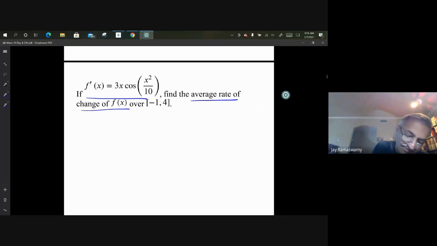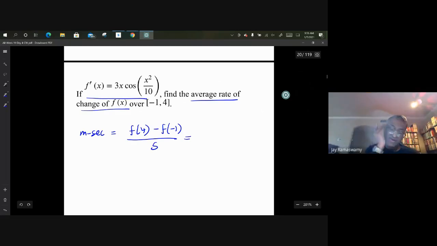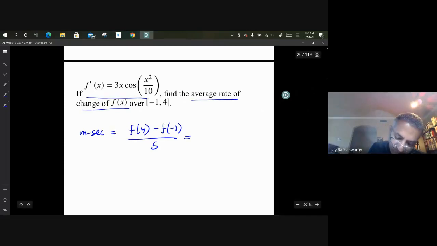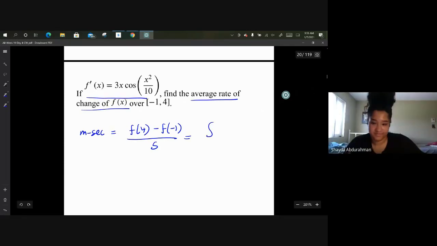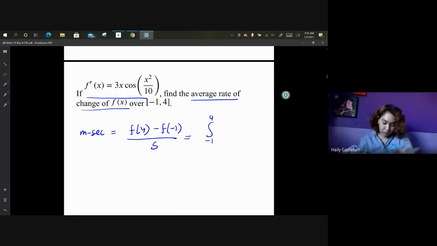Okay, Miss Julian, have a shot. Average rate of change equals f of 4 minus f of -1 over 5. Okay, Miss Julian will stay with you. Do we have a mismatch? Yeah. So tell me what to write next. Do we write the integral from -1 to 4 of f dash of x?